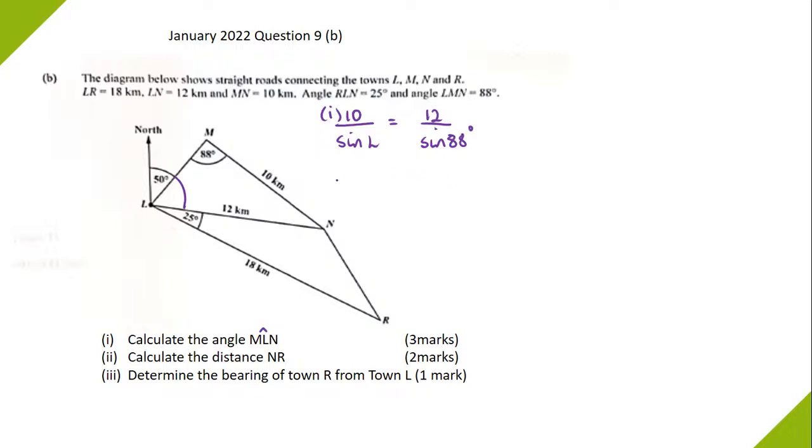But for consistency's sake, I'm going to continue what I was doing. We're going to cross multiply. 10 multiplied by sine 88, all right? So 10 multiplied by sine 88 is equal to 12 multiplied by sine L.